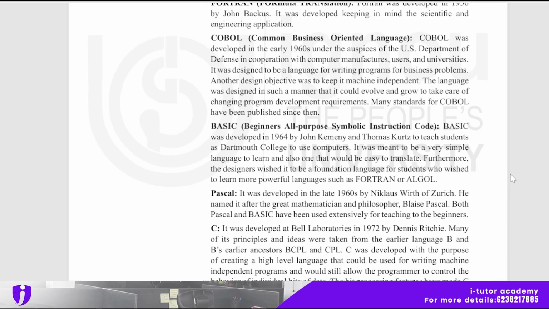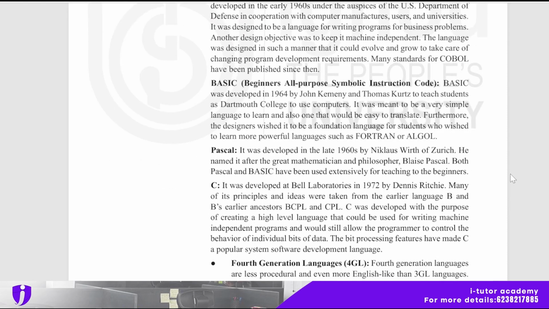And BASIC, that is Beginners All-purpose Symbolic Instruction Code. BASIC was developed in 1964 by John Kemeny and Thomas Kurtz to teach students at Dartmouth College to use computers. It was meant to be a very simple language to learn and also one that would be easy to translate. Pascal was developed in the late 1960s by Niklaus Wirth of Zurich. He named it after the great mathematician and philosopher Blaise Pascal. Both Pascal and BASIC have been used extensively for teaching beginners.